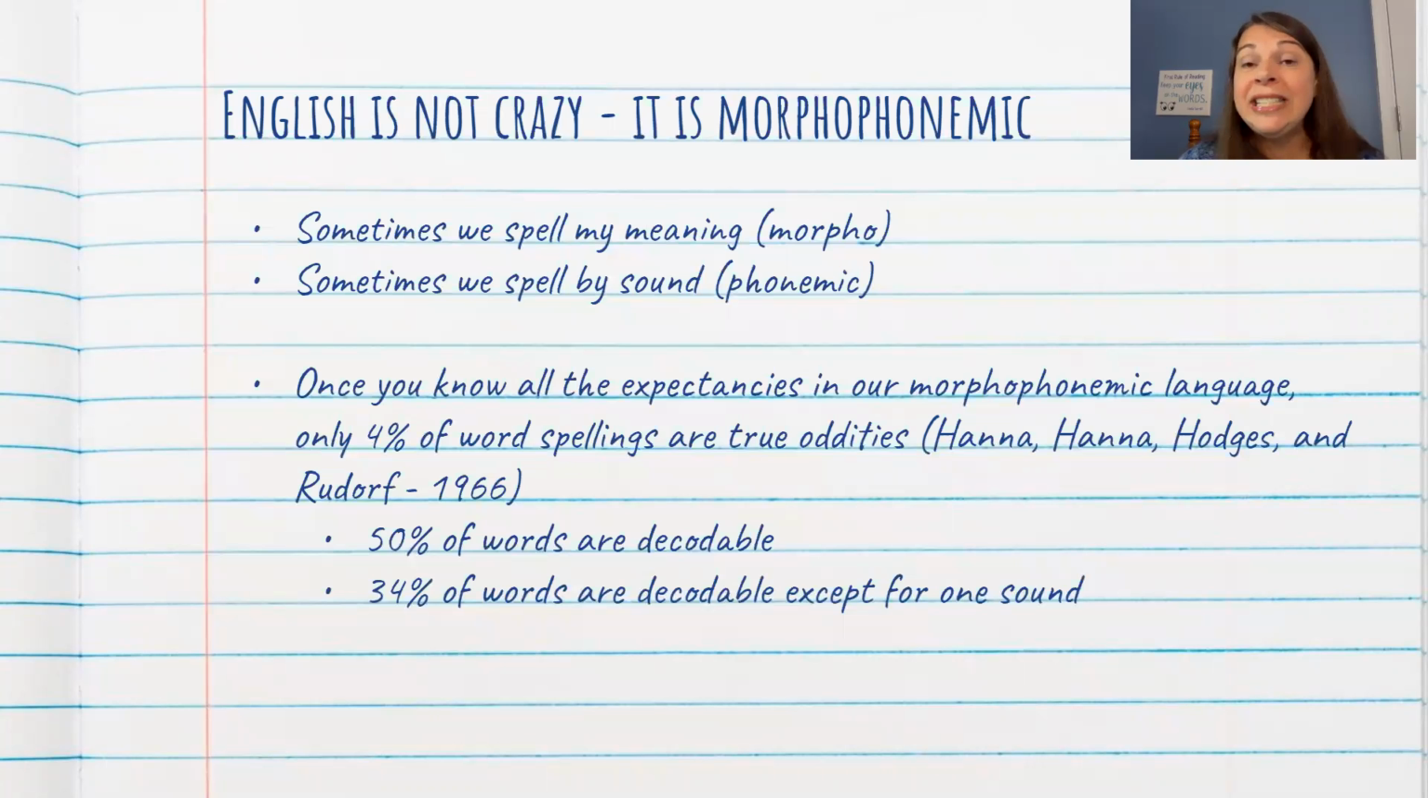English is not crazy, it's morphophonemic. Sometimes we spell by meaning, sometimes we spell by sound. And as you remember, we have 250 graphemes, 44 phonemes, so it's important to know when we're spelling which way. And if you understand all of those expectancies, only about 4% of words are true oddities. The Hanna, Hodges, and Rudolph study from 1966 illustrated that about 84% of words are decodable, with only possibly one exception within that word.